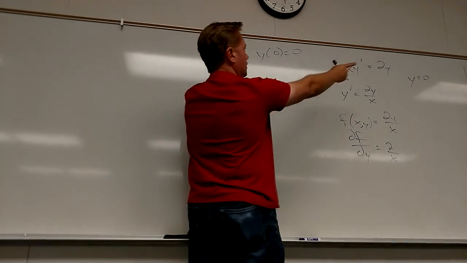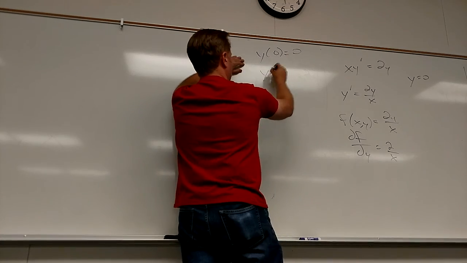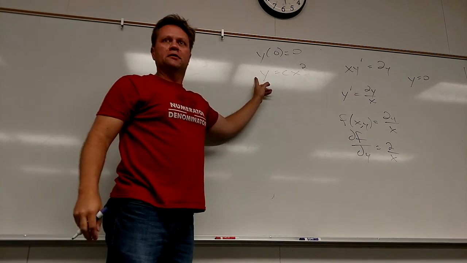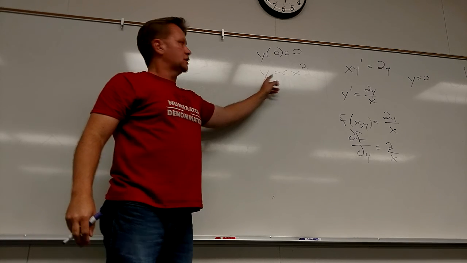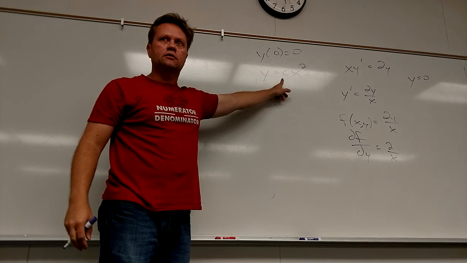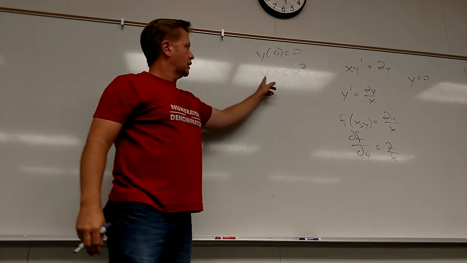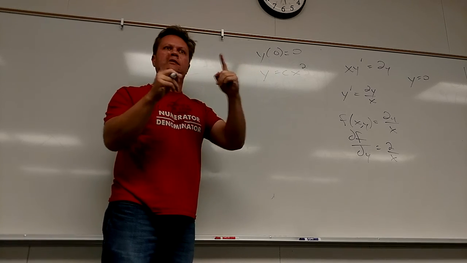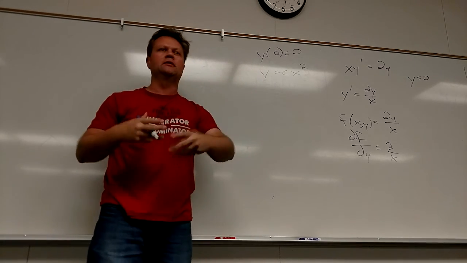So what would happen here? What was the general solution? y equals cx squared. When x is 0, what is y? Does it depend on what c is? So how many answers do I get? Do I get a unique solution? As many as you want. I get a family of solutions. I don't get a unique solution. Very interesting. Now, that still doesn't fully explain why.